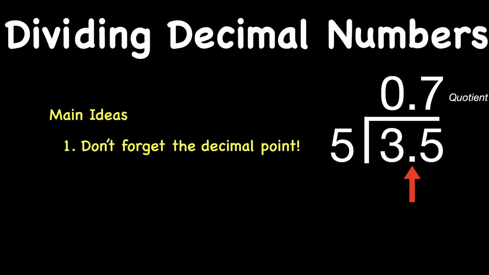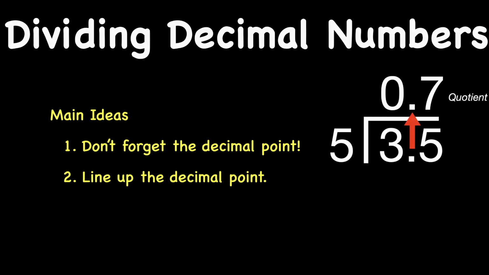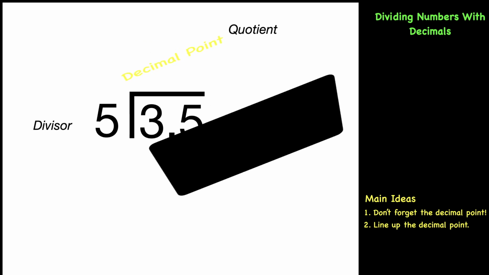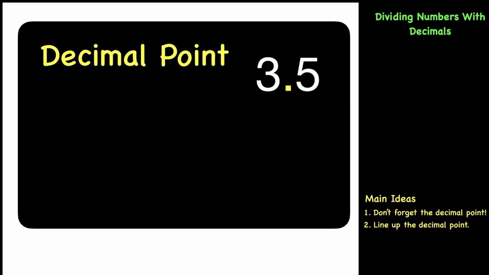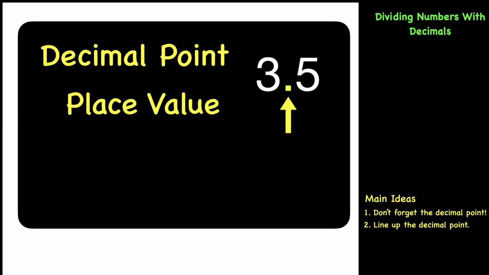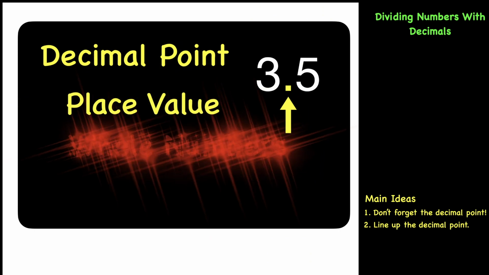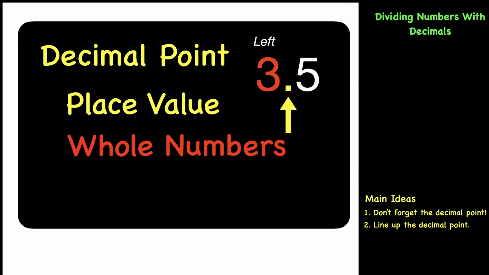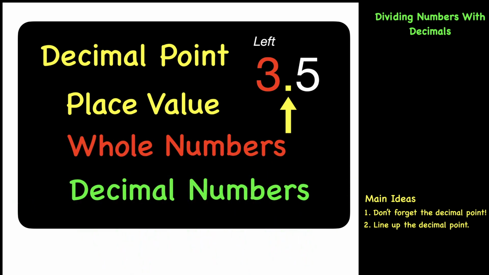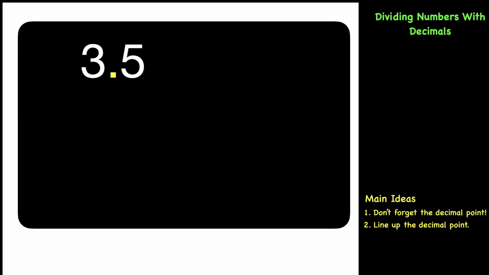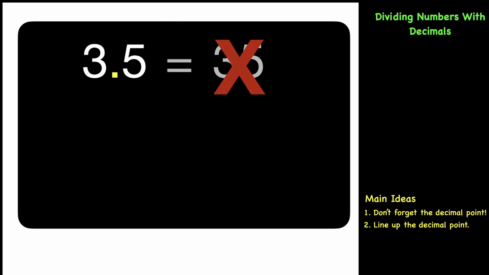The second main idea is just to make sure that you line up your decimal point correctly. Decimal points have a job of organizing your place value. Everything to the left side of the decimal point, in this case the 3, are whole numbers. Everything to the right side of the decimal point, in this case the 5, are decimal numbers. You don't want to confuse a decimal number like 3 and 5/10 with a whole number, 35. They are very different. They are not equal.